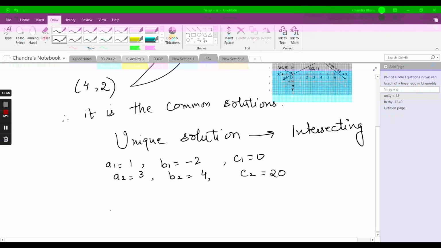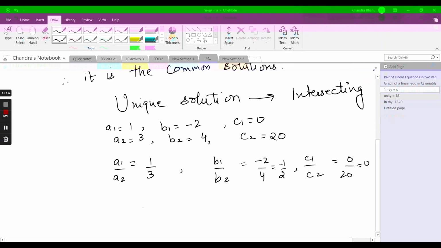We are going to do the comparison of these ratios, A1 upon A2, B1 upon B2 and C1 upon C2. Just find the first ratio. A1 upon A2 is 1 upon 3, B1 upon B2 is minus 2 by 4, that is minus half, and C1 upon C2 is 0 by 20, which is 0.